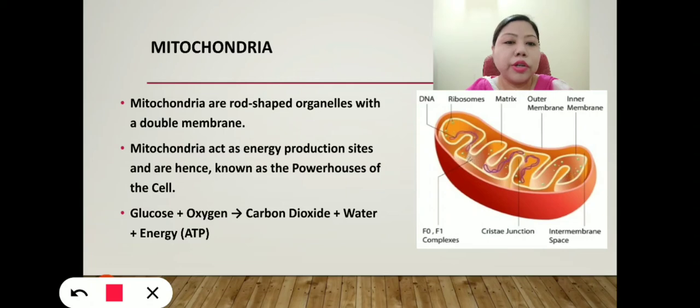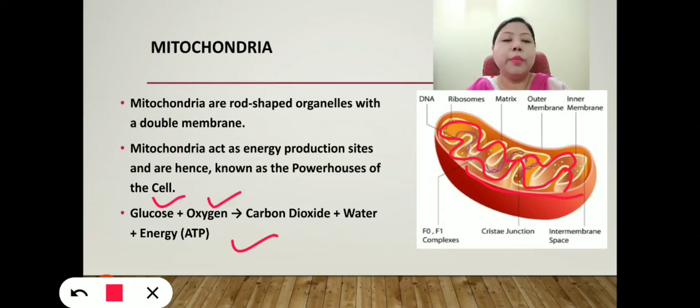If we look at the structure, mitochondria is a rod shaped organelle, and it has a double membrane. You can see this is the outer membrane, and the other is the inner membrane, which is folded. Mitochondria act as the energy production site, and hence they are called the powerhouse of the cell. Here you can see the equation: when glucose reacts with oxygen, it produces carbon dioxide, which is eliminated from our body. It also produces water vapor and energy. Since it is producing energy, mitochondria is called the powerhouse of the cell.